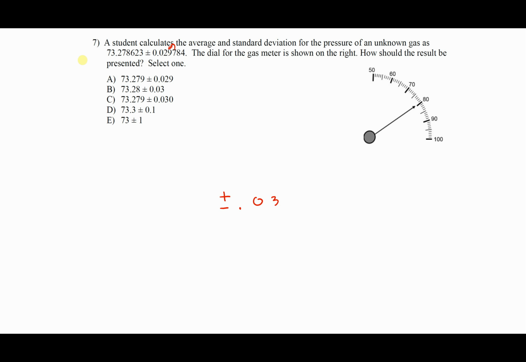Rule 2. Your average, your answer, cannot be more precise than your error. So we can only keep to the second decimal place. So 73.2, we have to round it, 8.